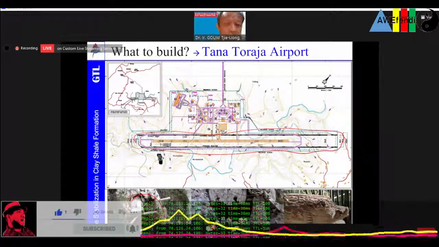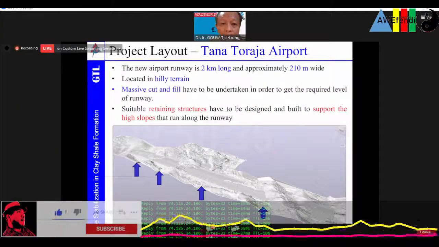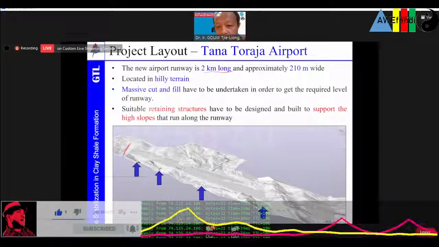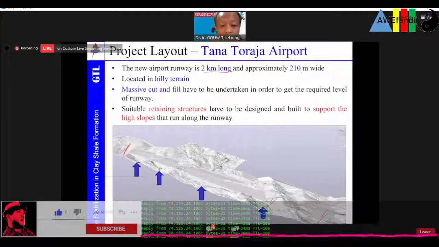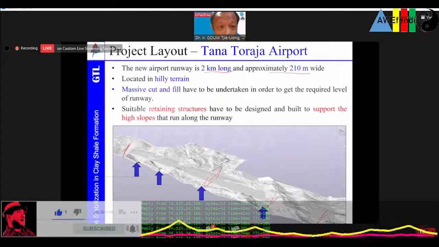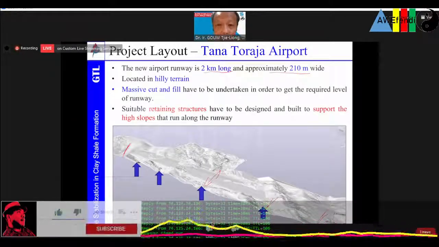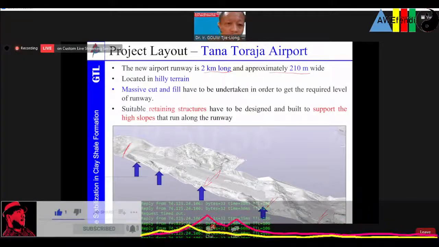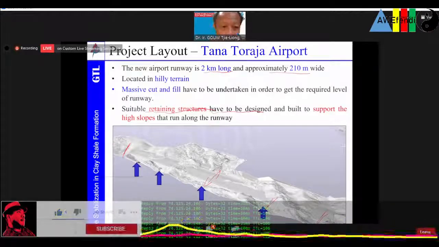Quite an interesting area. So the new airport runway is about 2 kilometers long, from one end to the other end, and approximately 210 meters wide. Located in the hilly terrain, massive cut and fill have to be undertaken in order to get the required level of the runway. Suitable retaining structures, of course, have to be designed and built to support the high slopes that run along the runway.